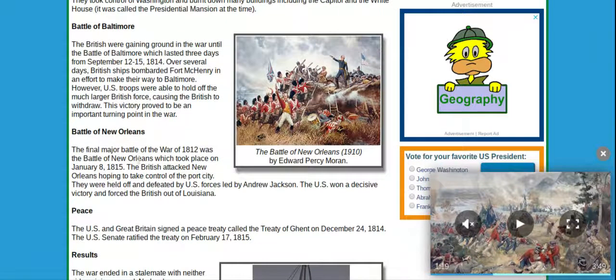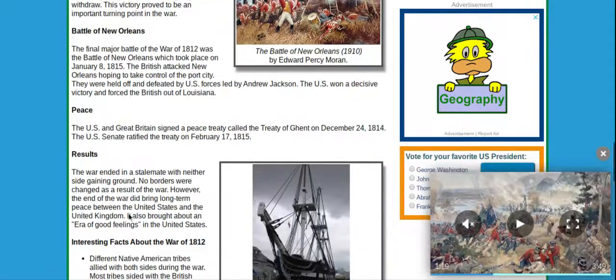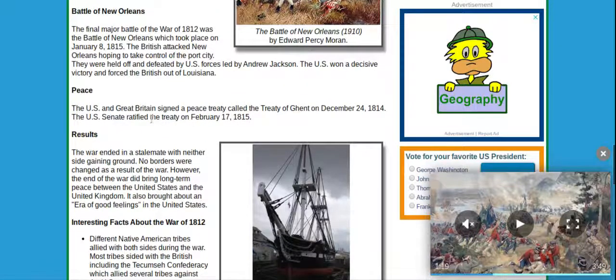Battle of New Orleans. The final major battle of the War of 1812 was the Battle of New Orleans, which took place on January 8, 1815. The British attacked New Orleans, hoping to take control of the port city. They were held off and defeated by U.S. forces led by Andrew Jackson. The U.S. won a decisive victory and forced the British out of Louisiana. Peace. The U.S. and Great Britain signed a peace treaty called the Treaty of Ghent on December 24, 1814. The U.S. Senate ratified the treaty on September 17, 1815.